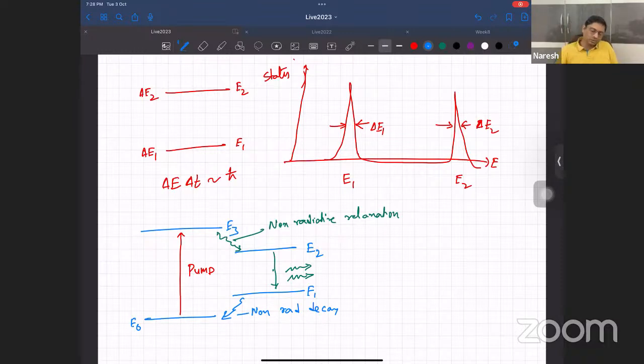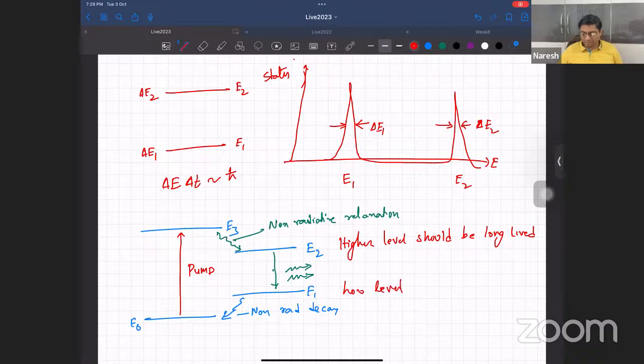Now, for lasing to be efficient, the higher level should be long-lived, and the lower level should be short-lived. What do you mean by that? If the atoms come down to this state, they should quickly de-excite, because I want empty states available here. And I want full states here.